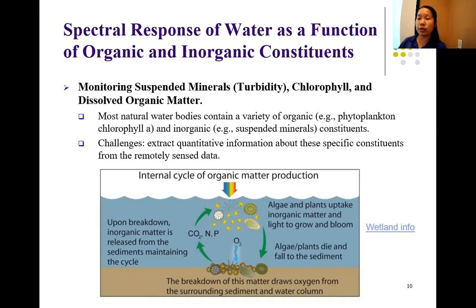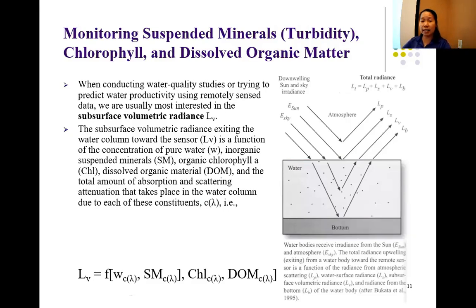So most natural water bodies contain a variety of organic and inorganic matters that will include, for example, phytoplankton, chlorophyll A, and inorganic matter, like those suspended sediments. So one of the main challenges is to be able to extract quantitative information about the specific constituents from remote sensing data.